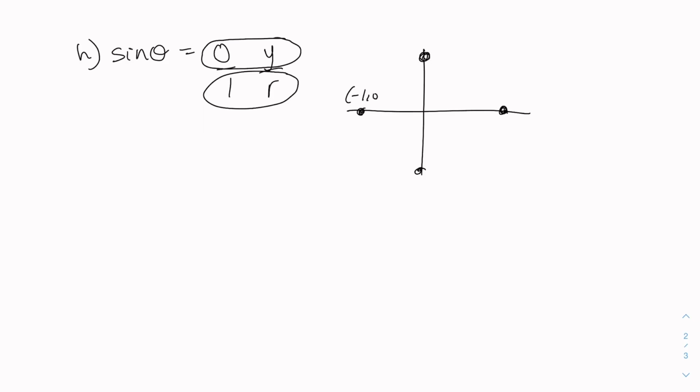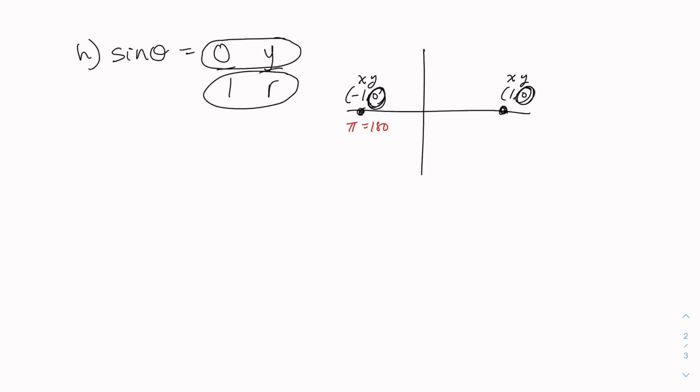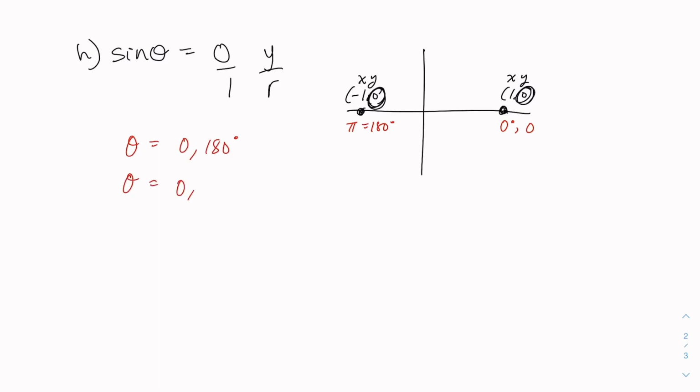So if you said at pi and at 0 degrees, you're correct, because in both cases, my y value is 0. Keep in mind, up here, y is equal to +1, and down here, y is equal to -1, because we're going up and down. So in this case, we have 2 answers. We have pi, or 180 degrees, and then we also have 0 degrees, or 0 radians. So my final answer then is theta equals 0 and 180 degrees, or 0 and pi radians.